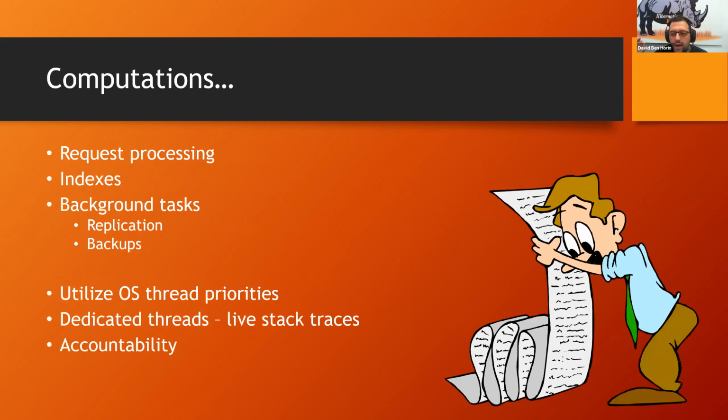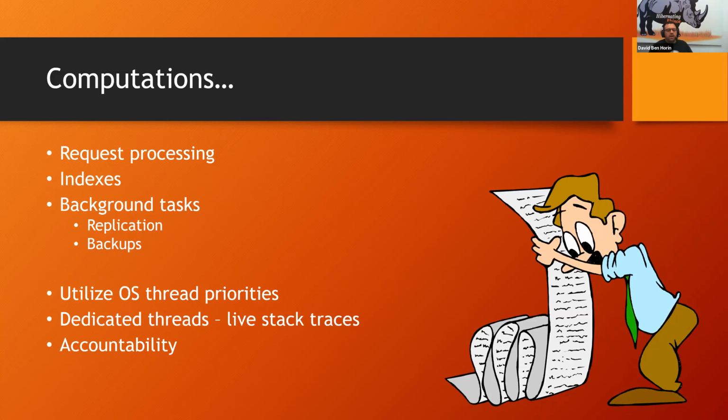Let's talk about computations and how they work inside of RavenDB. In RavenDB, most of the computation is on request processing, indexes, stuff like that. Now, they're shown here in the priority that we run them. So how do we manage that? We utilize thread priorities at the OS level to manage that.